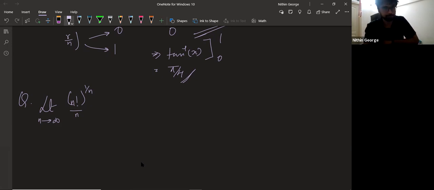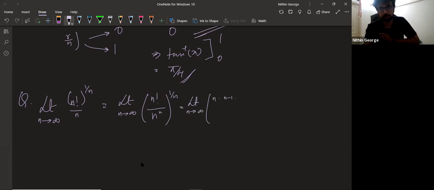Okay, so here I told you this is a little tougher because it's involving log as well. So n factorial by n power n raised to 1 by n. You can write this like this. n factorial is n into n minus 1 into n minus 2 all the way up till 3, 2, 1. Now, this is what you divide by n power n. There are n terms here. You give n to each part. Understanding?